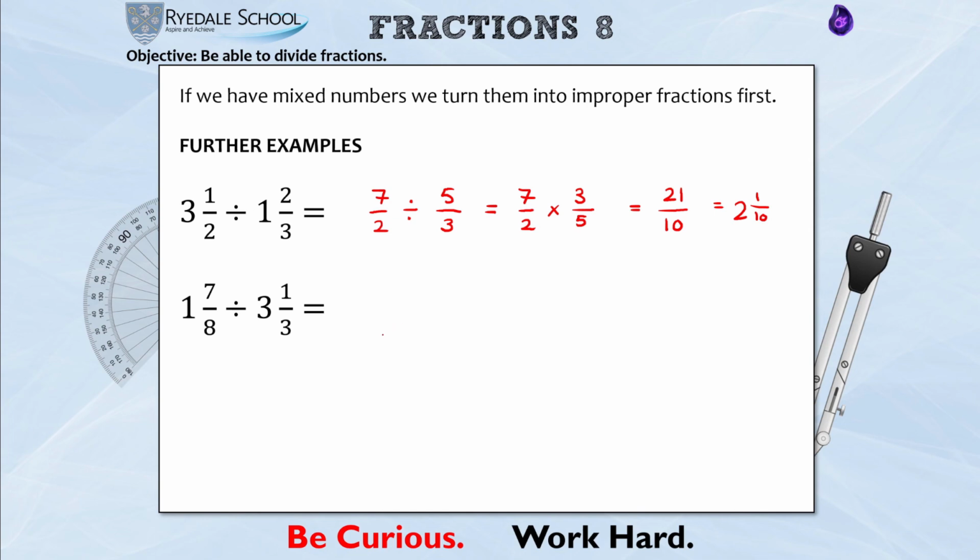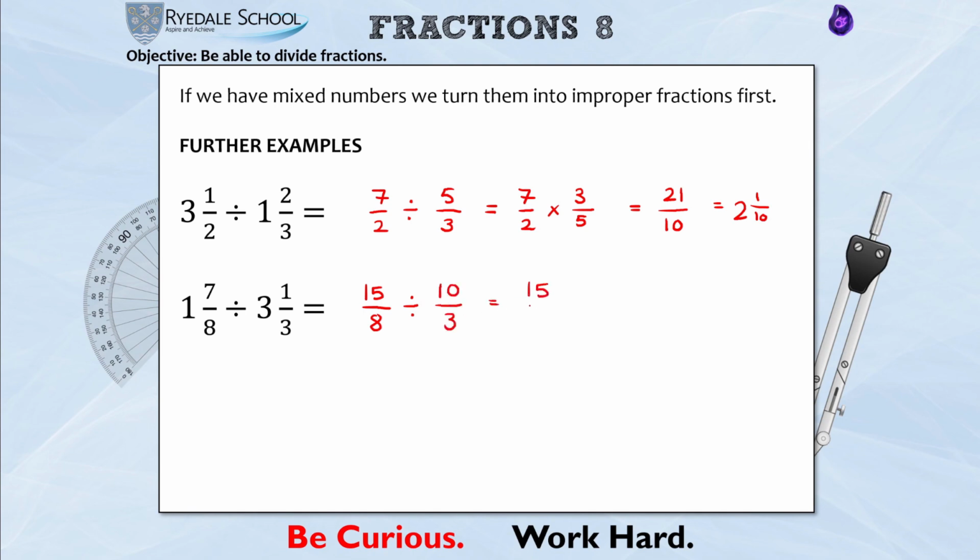Final example, 1 7/8 divided by 3 and 1/3. Again, let's do it in the same way. Don't do too much in one go. 1 7/8. That is 15/8. Divided by 3 1/3. Well, each whole one is 3/3, so that would be 9/3 plus the extra one, 10/3.